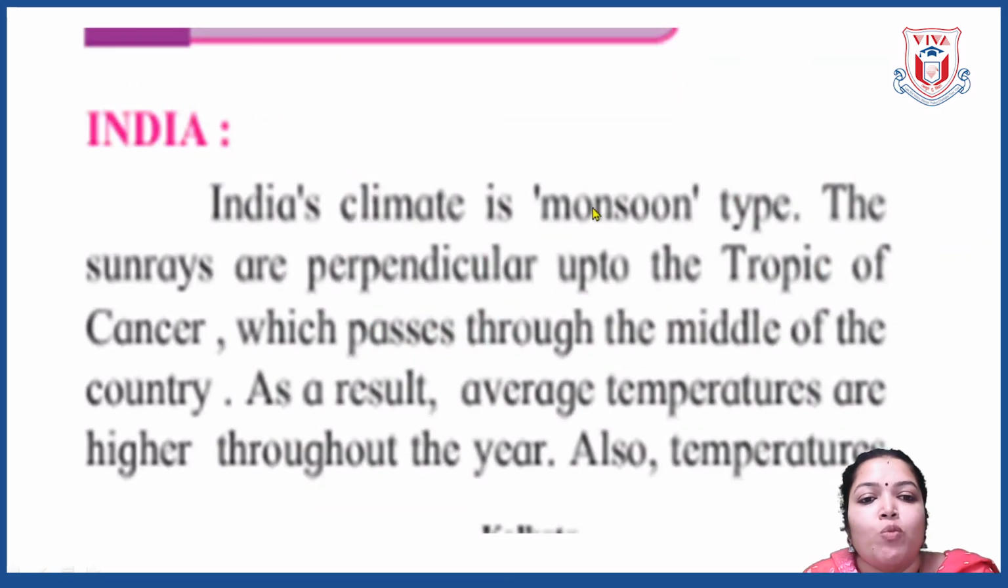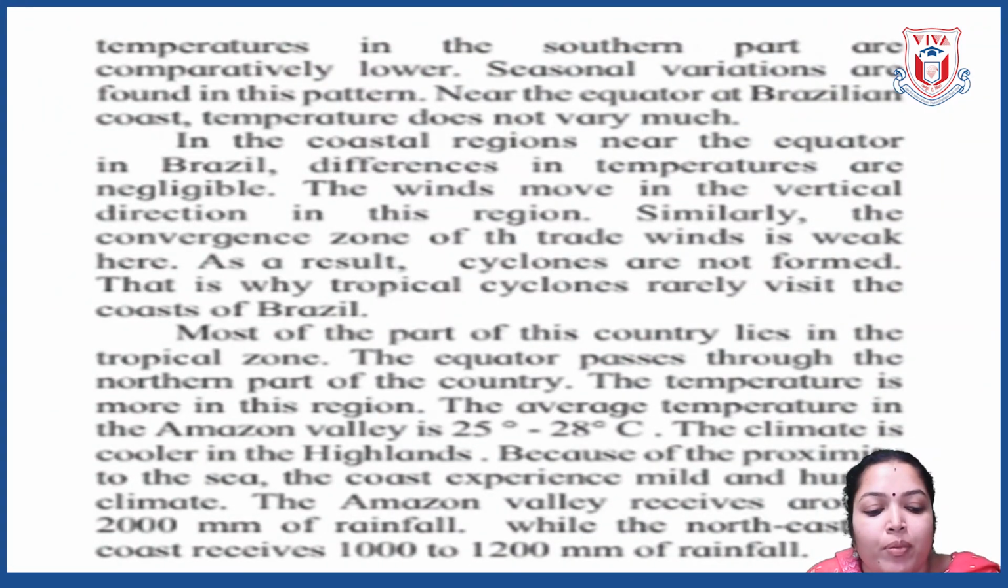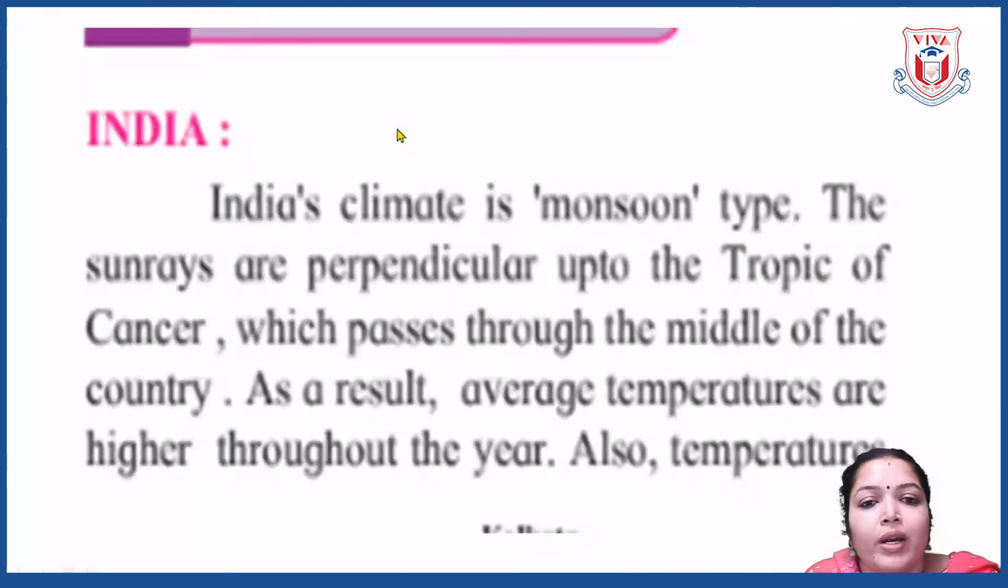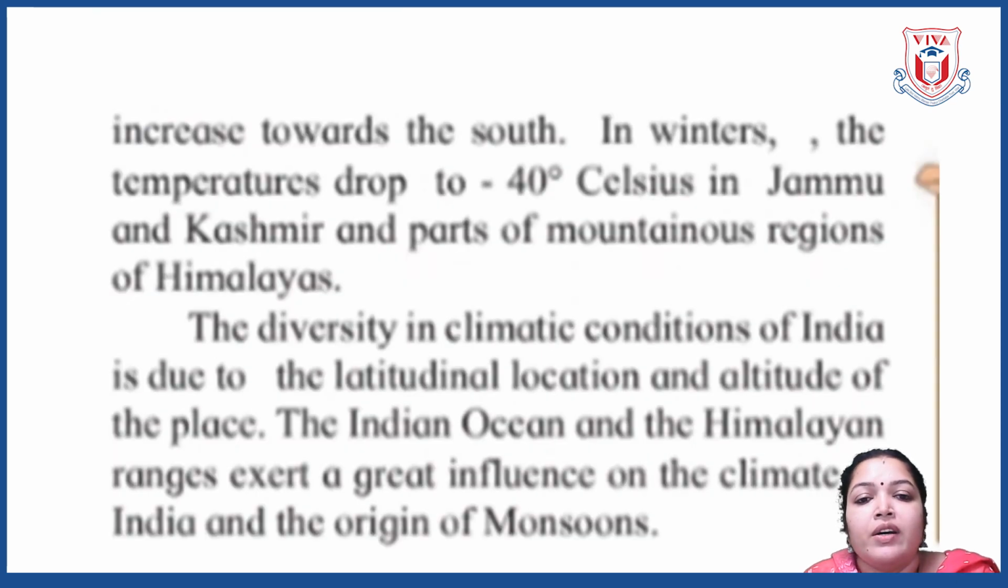Now, India's climate is monsoon type. The sun rays are perpendicular up to the Tropic of Cancer, which passes through the middle of the country. Already explained, students, how the Tropic of Cancer passes through India. So, this region receives mainly perpendicular sun rays throughout the year. The temperature throughout the year here would be a hot climate only, and towards the north we will have a cold climate. As a result, the average temperature is higher throughout the year, and the temperature also increases towards the south.